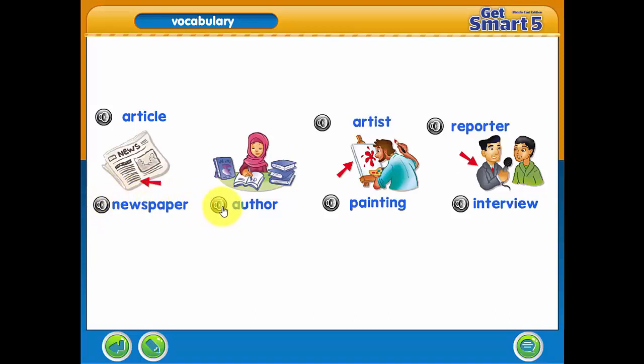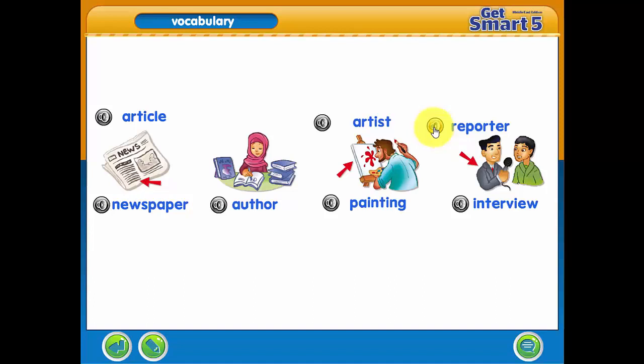Author. Author is someone who writes books, stories, short stories. هذا مؤلف. Artist. Artist is a person who is skilled in drawing or painting. هذا الشخص الموهوب أو الرسام. عنده موهبة الرسم. Painting. This is the painting itself. هذا الرسمة نفسها. الرسمة نفسها اسمها painting.